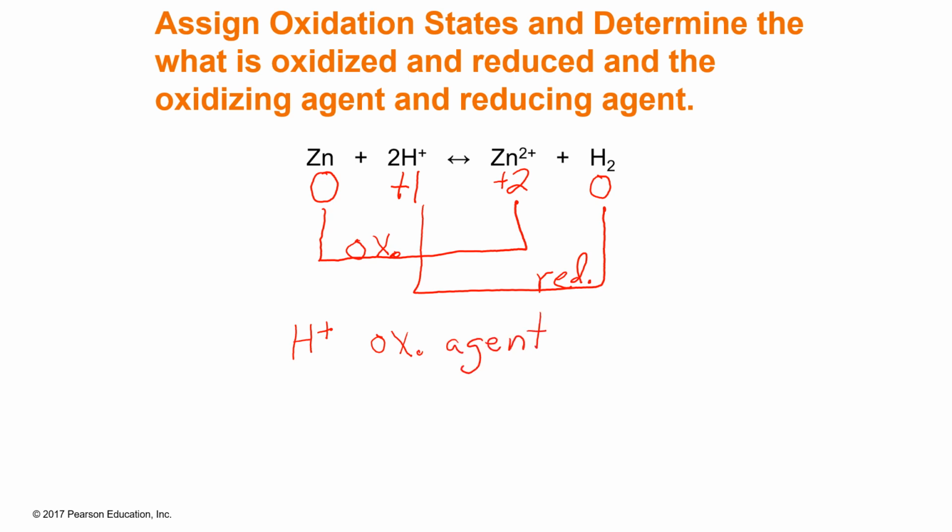Now why is H+ the oxidizing agent? We said it was reduced. Well, because it is reduced, it's causing the oxidation. It's making the oxidation happen. And so that is why it is our oxidizing agent. Our reducing agent is the zinc. Because it is oxidized, it is causing the reduction to happen, and so it is the agent.